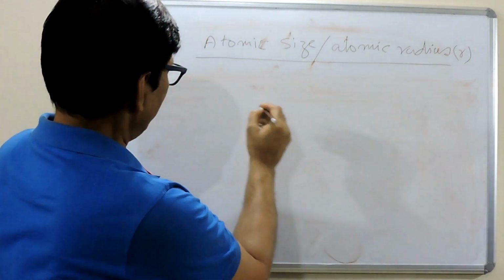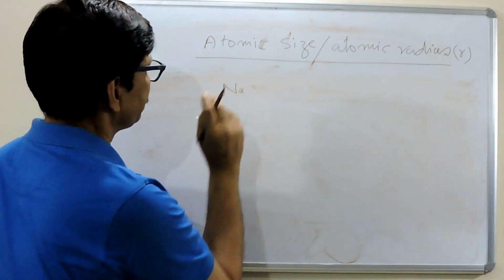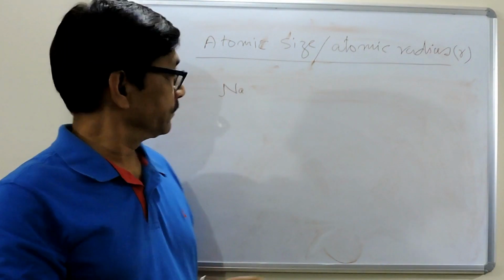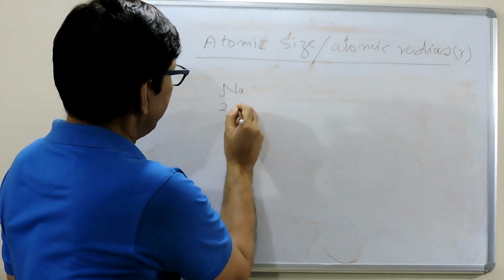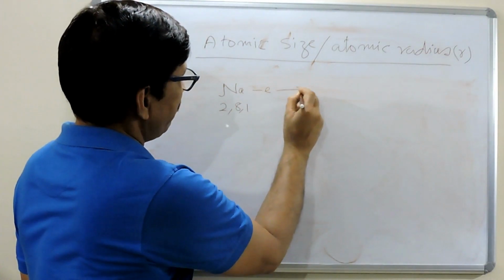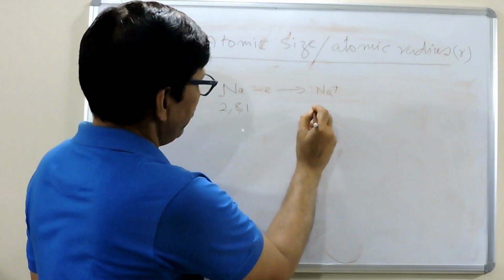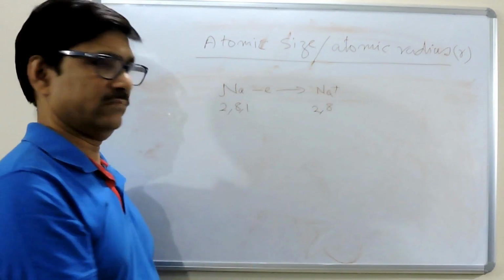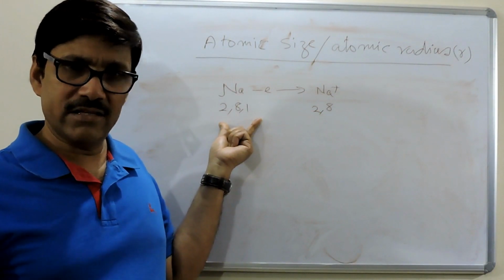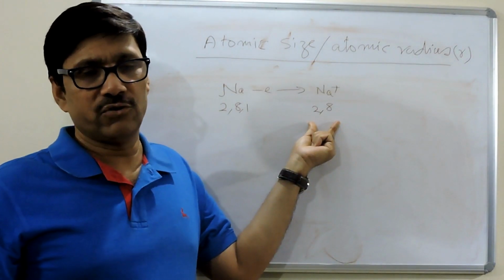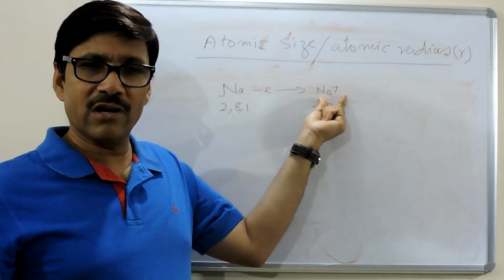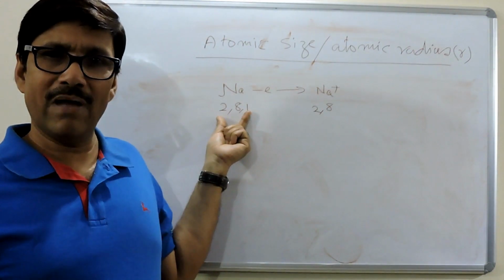Suppose we take a sodium atom, it will have some size, radius. Its electronic configuration is 2, 8, 1. When it loses one electron, it will form Na plus, and the configuration will become 2, 8. So it is quite obvious from here, the sodium atom has 3 shells, whereas the sodium ion has 2 shells. And because of that, the size of the sodium ion will be smaller than the size of the sodium atom.